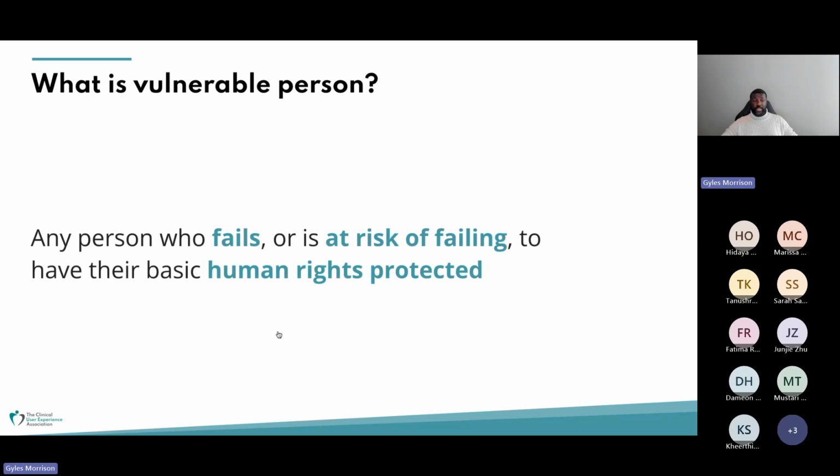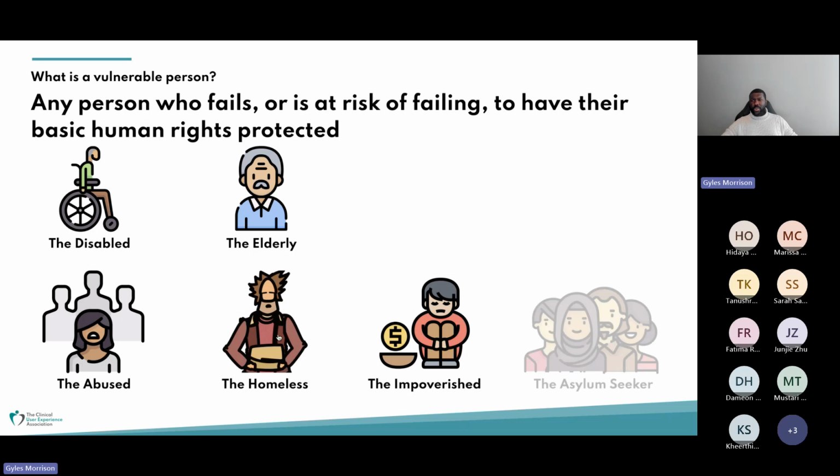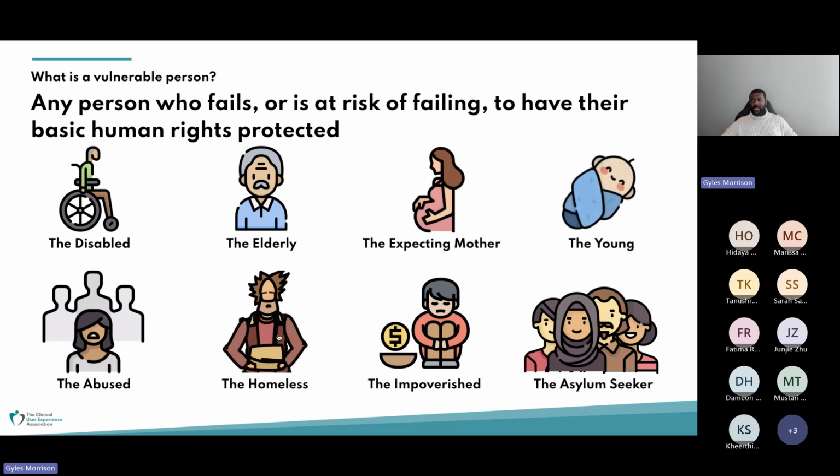Now, a vulnerable person is any person who can't fully protect their human rights and provide for themselves, or at risk of not being able to provide for themselves. It's going to be all kinds of people: the disabled, homeless, elderly, someone who's pregnant, newborn babies, someone who's abused, asylum seekers, and so on and so forth. These are all people that are vulnerable, that deserve to be healthy, and we shouldn't be forgetting about them.